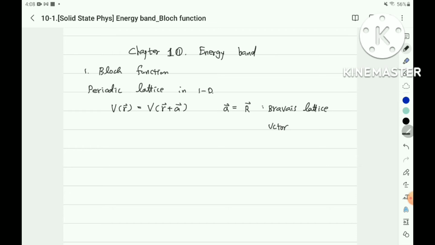Here we adopt the independent electron approximation, because in solids there are so many electrons, and we cannot consider so many electrons; it is not necessary, and we need only one electron. One electron represents all the electrons.